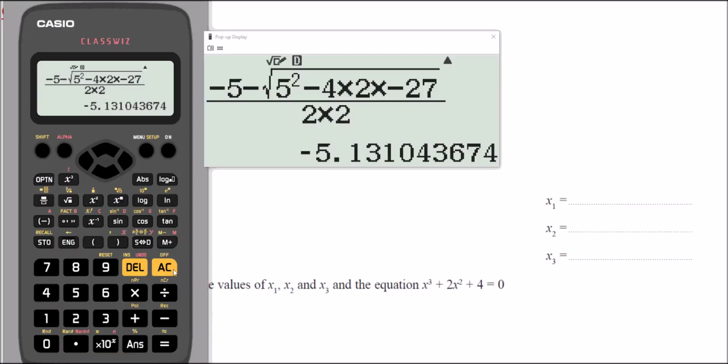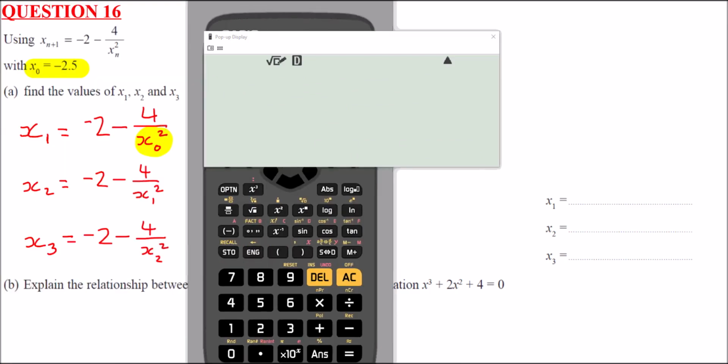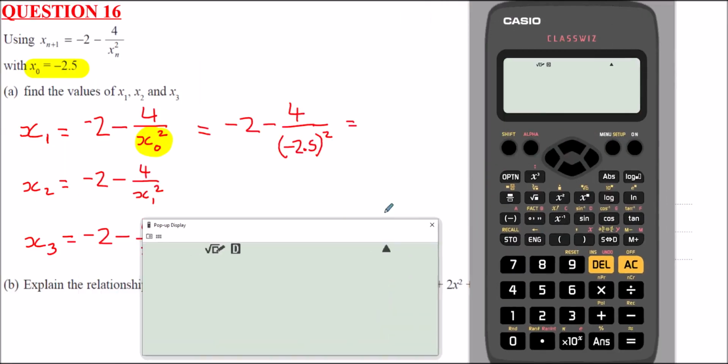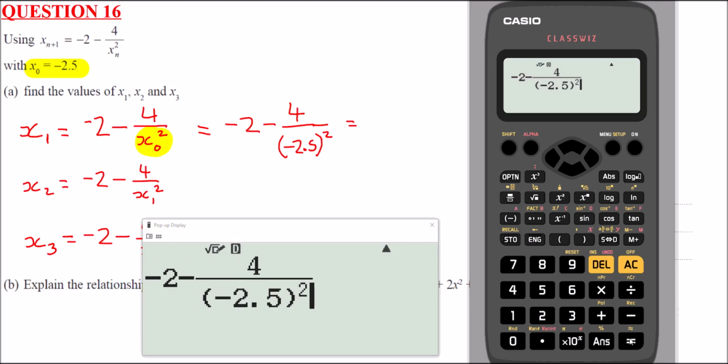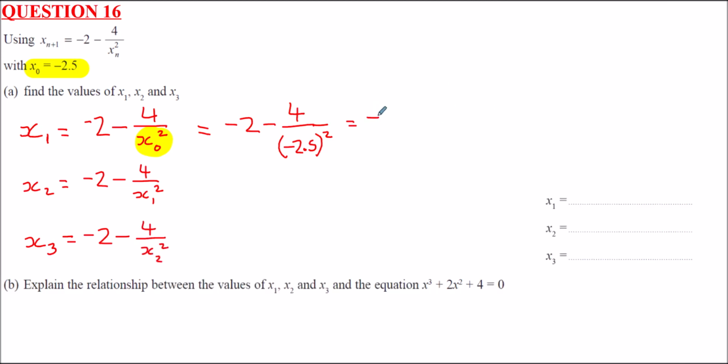So this one here is going to be, just move the calculator so you can see what's going on, minus 2 minus 4 over brackets minus 2.5 in brackets all squared. That gives minus 66 over 25, which is minus 2.64. So that's what x1 is.